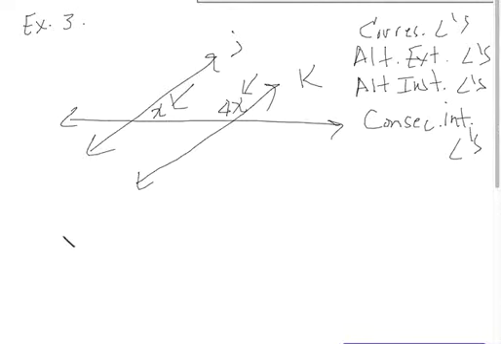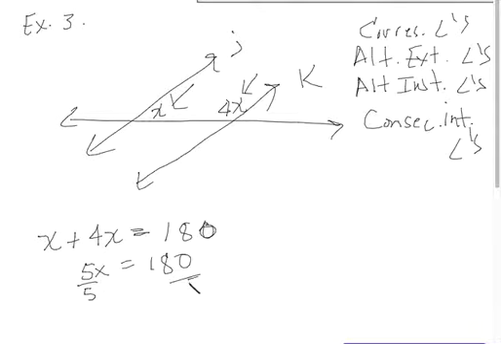All right. So how am I going to do that using my algebra? I have to say x plus 4x equals 180. Yeah. So what's the next step? Simplify like terms. What am I going to get? 5x equals 180. Good. And now what? Divide by 5 on each side.